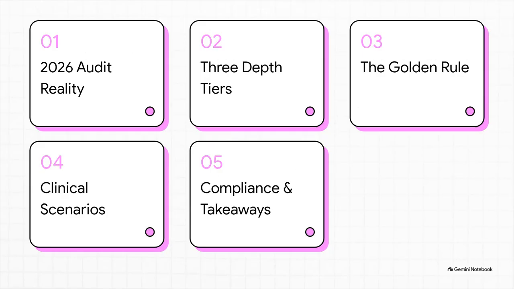Here is our roadmap for today's Explainer: the 2026 audit reality, the 3 depth tiers, the golden rule, clinical coding scenarios, and finally, compliance and key takeaways.